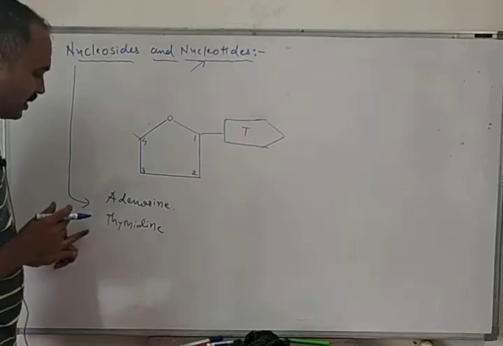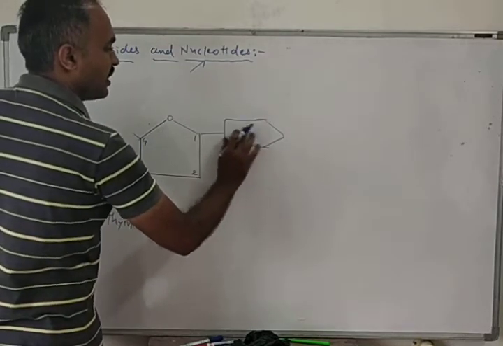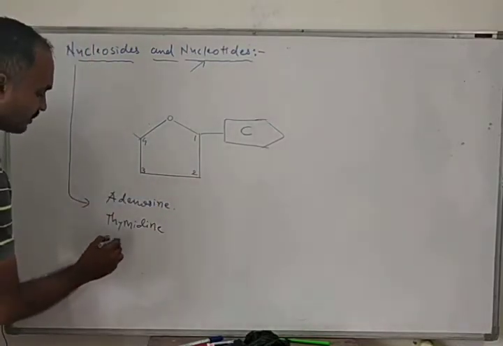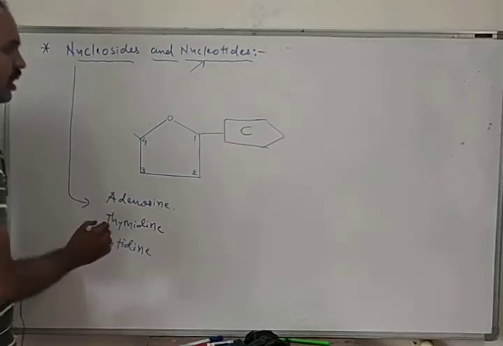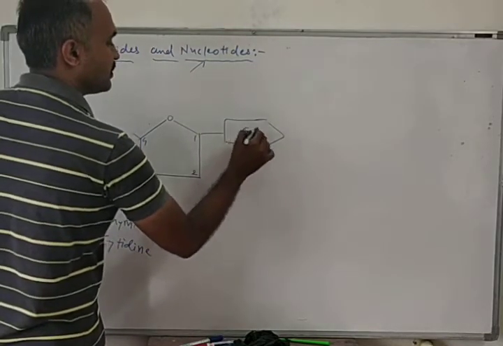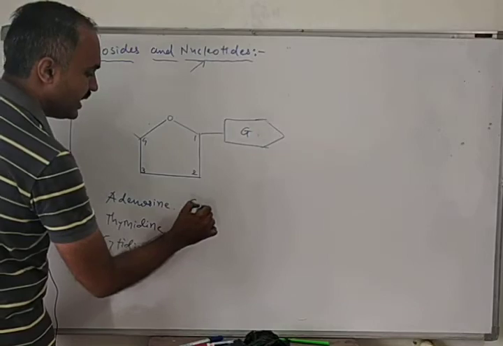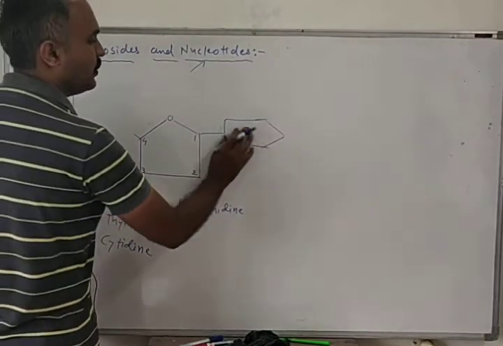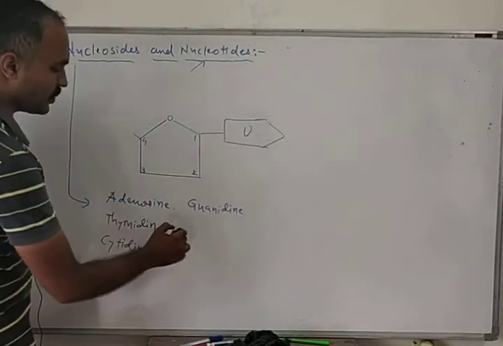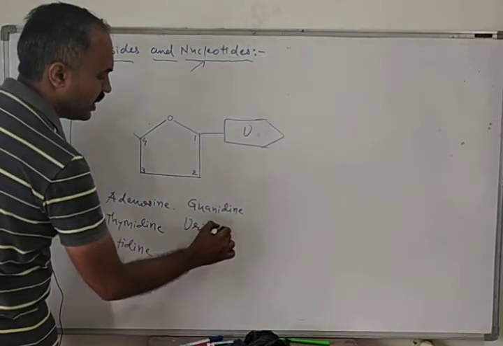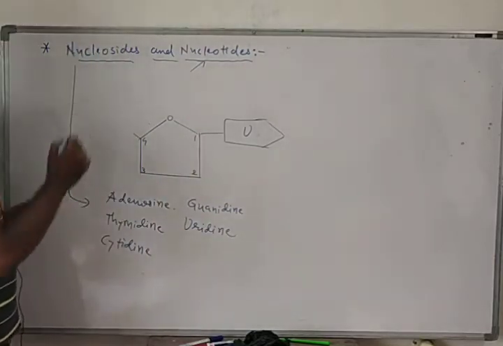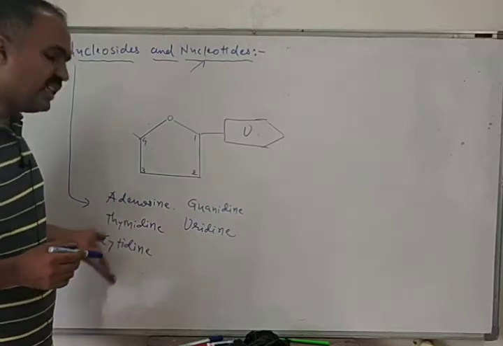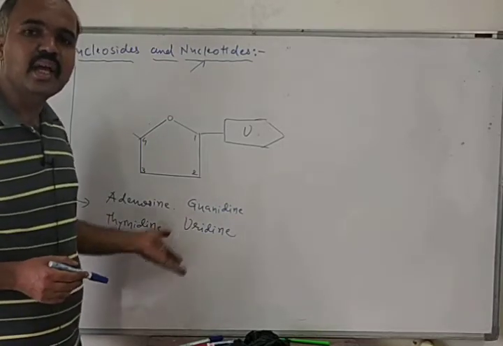These are examples of nucleosides. Adenosine is a nucleoside, thymidine is a nucleoside. Then if cytosine is attached to the pentose sugar, then it is known as cytidine. If guanine is attached, then it is known as guanidine. And if uracil is attached, then it is known as uridine. So these are examples of nucleosides: adenosine, thymidine, cytidine, guanidine, uridine.